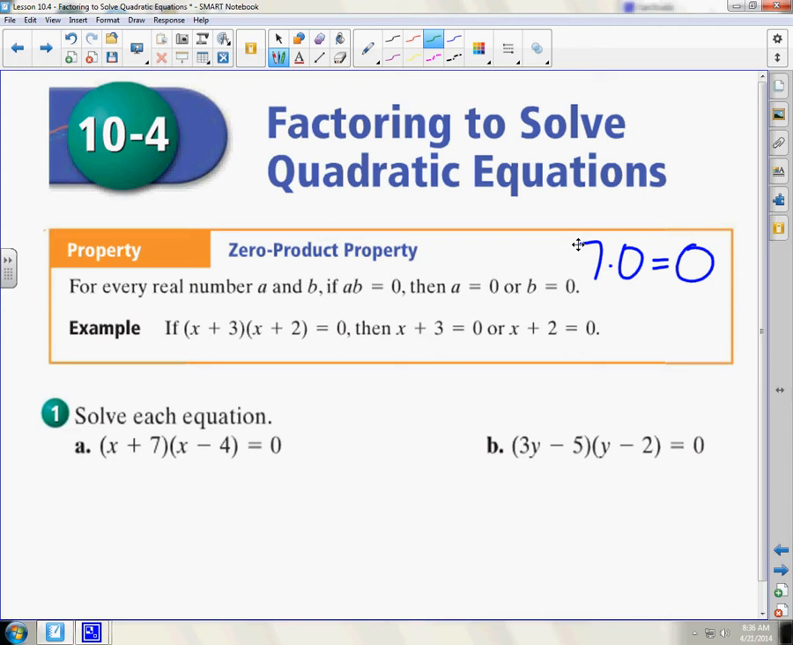To solve a quadratic equation by factoring, they will give you an equation in factored form, if you remember this from chapter 9. Essentially, all you're doing is looking to see what would make this 0, which would be negative 3, and what would make this 0, which would be negative 2. So my two answers are negative 3 and negative 2. Try A and B, and then we'll go over it.